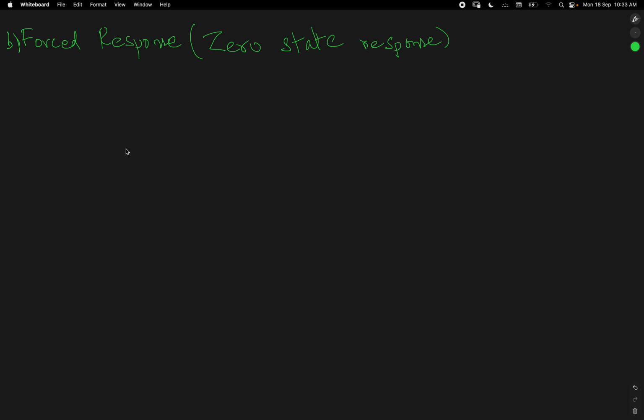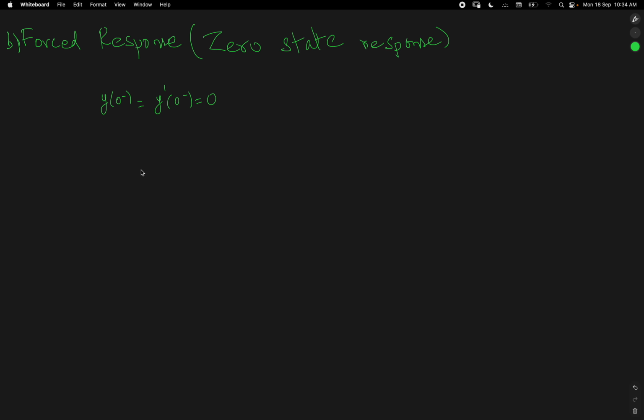The forced response is also called the zero state response because it is the output of the system for the input alone, considering all the initial conditions are 0. Initial state conditions are 0. So for this case we need to assume the initial state conditions are 0. So y of 0 minus is equal to 0, y dash of 0 minus is equal to 0.